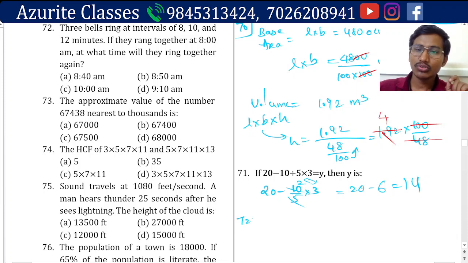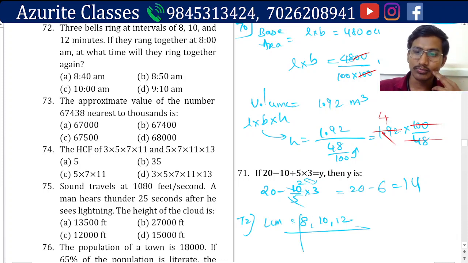72. So LCM of 8, 10 and 12. What will be the LCM of 8, 10 and 12? So divide by 4, otherwise we have to divide with 2. So 2 4s are 8, 2 5s are 10, 2 6s are 12. And then 2 2s are 4, 5 as it is, 2 3s are 6. So you have to multiply, then 2, 5, 3 we have to divide. I will multiply directly. Okay, got it?